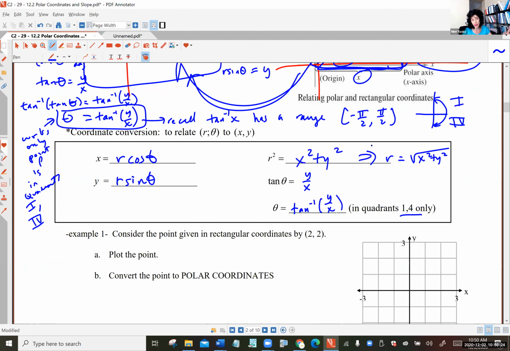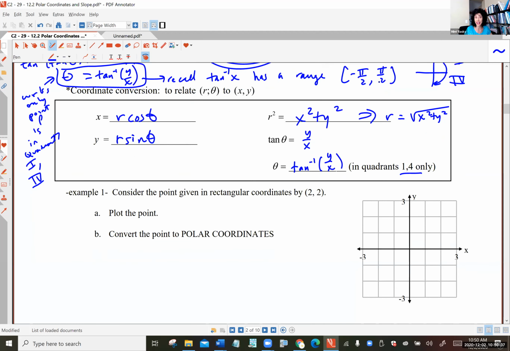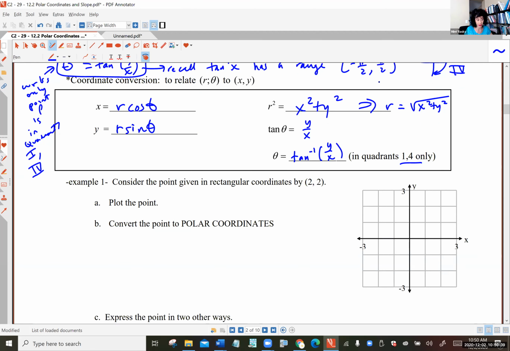So now let's just use these formulas to go back and forth and convert from either rectangular to polar or polar to rectangular. You need to go back and forth both ways and be comfortable. It's not that hard. Just plug in the formulas. This is way easier than sequences and series, okay?